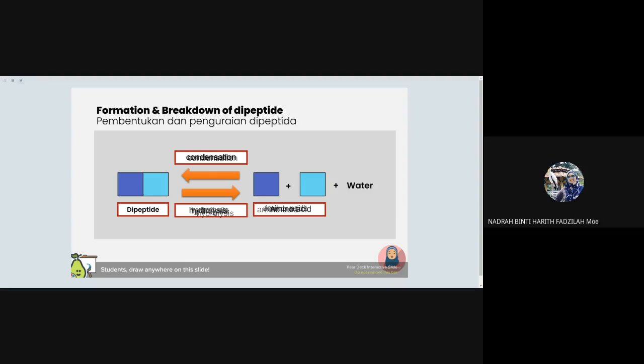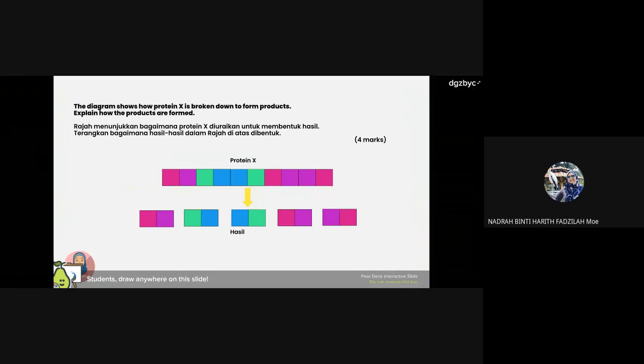So let's take a look at this particular proses. Mari kita tengok proses soalan seterusnya. Okay, soalan seterusnya. Tadi kita tengok formation of dipeptide. Okay, now we want to apply the reaction that you have just labeled into the breakdown of protein. The diagram shows how protein X is broken down to form products. Can you explain how the products are formed?